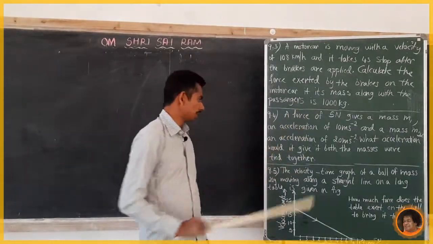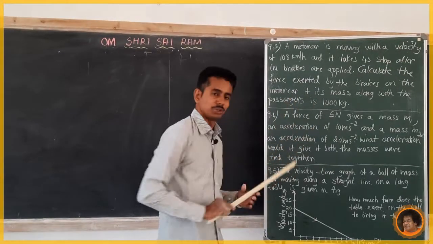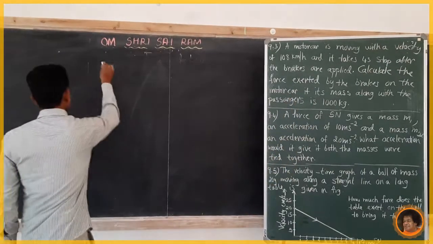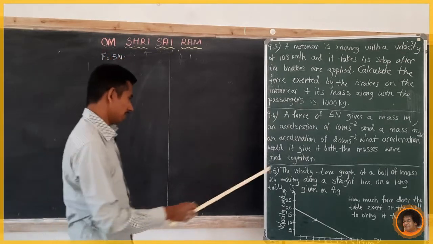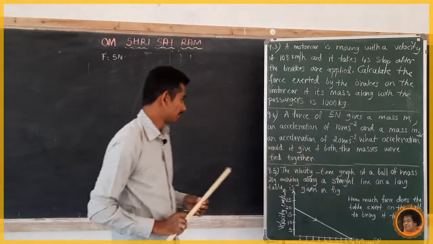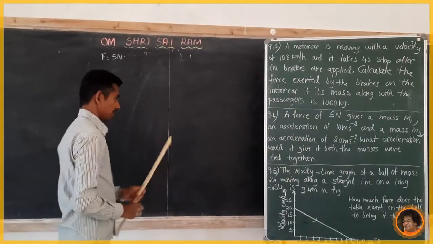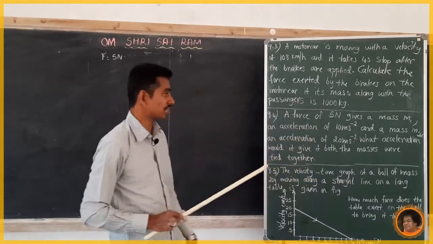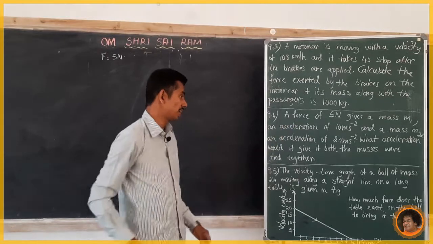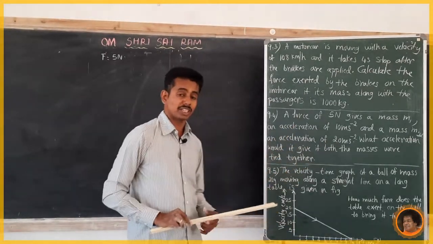Another problem is given, 9.4. A force of 5 Newton, that is, force equal to 5 Newton, gives a mass m1 an acceleration of 10 meter per second square, and a mass m2 an acceleration of 20 meter per second square.